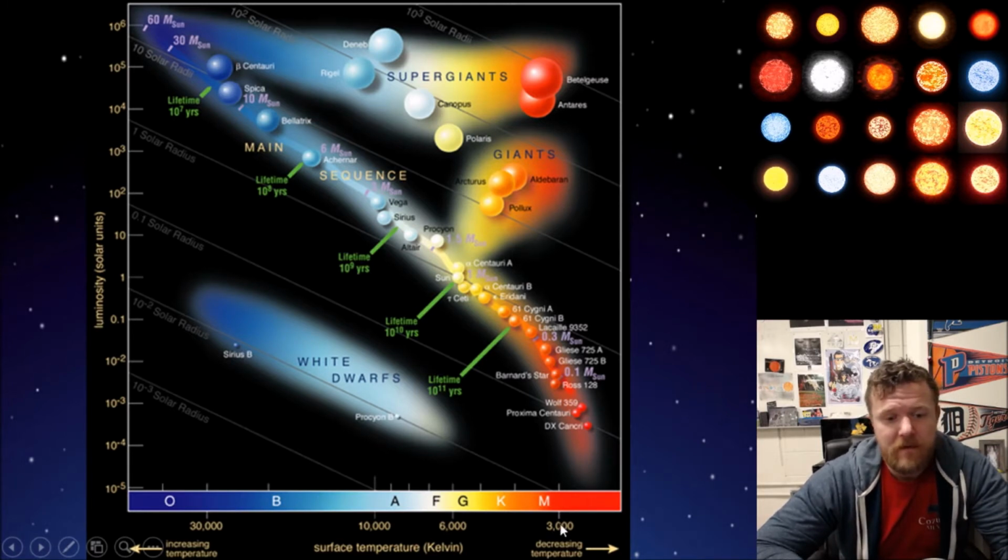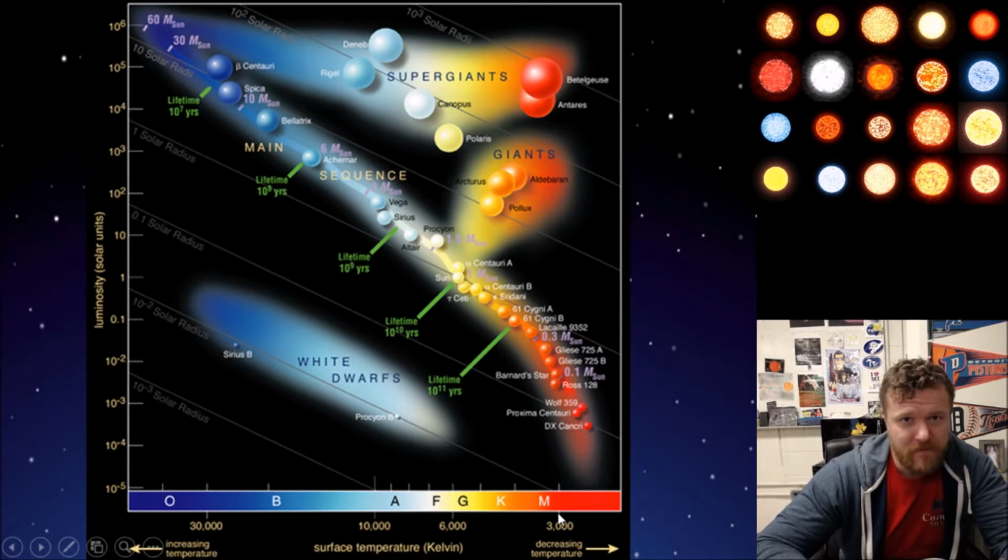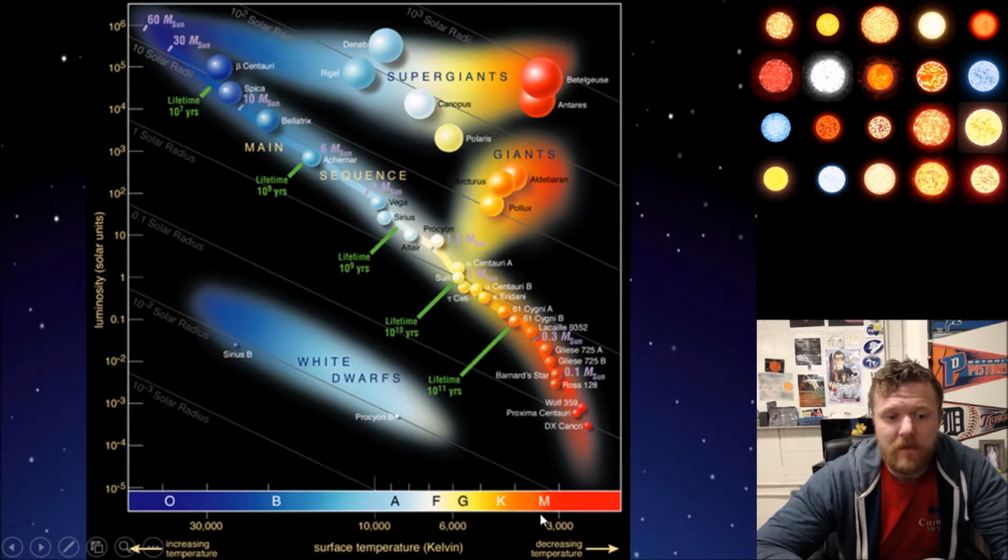So temperature is down here, and I want you to notice something very important. The temperature gets bigger as it goes to the left. So down here is at 3,000. Up here is at 30,000. So it's opposite of what most graphs are going to look like. So the temperature gets hotter as you move to the left, and as you move to the left, you're going to get hotter stars. You're going to go from a red star to a blue star.